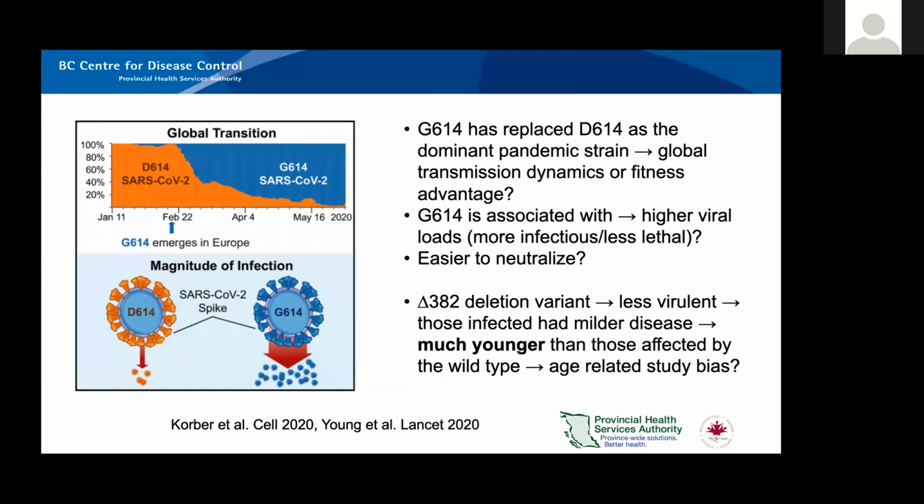And the challenge, if you look at the next slide, is if you look at the genomics, there was a very interesting paper by Korber published in Cell recently, where you've seen a shift globally from the D614 to the G614. And this is a mutant that occurs in the spike. And you see this global shift. And if you read that paper, it says, well, there's this shift. And is this because of the transmission dynamics or a fitness advantage of this particular mutant? And they suggest that it's associated with higher viral loads and it's more infectious and less lethal.